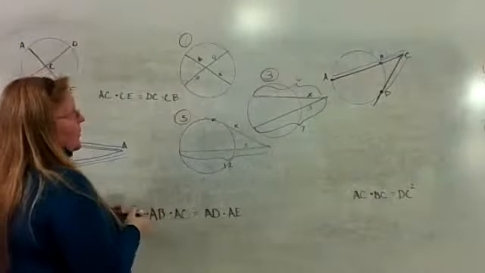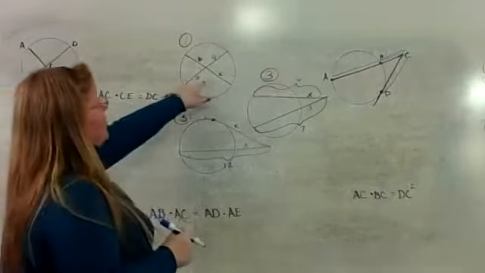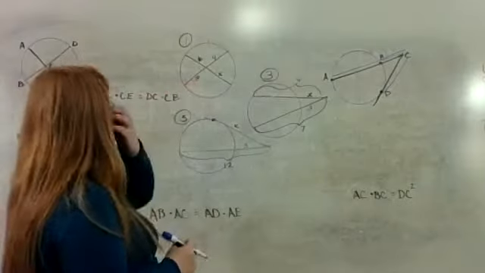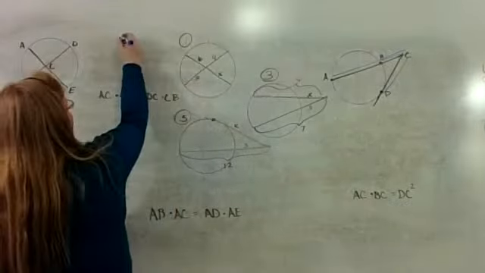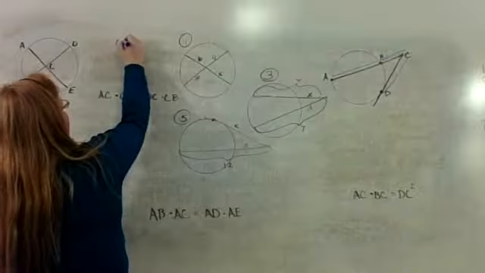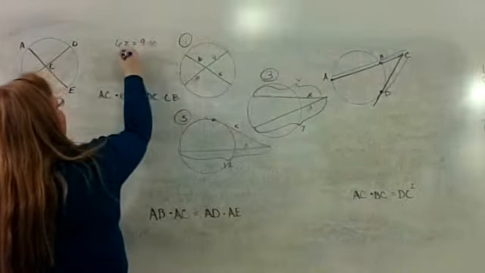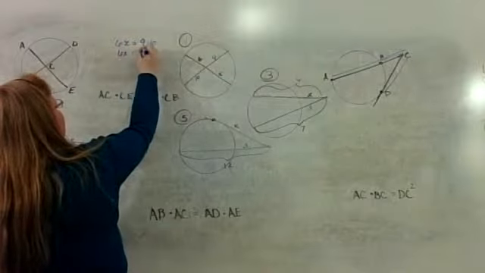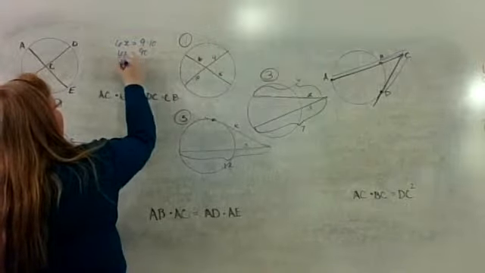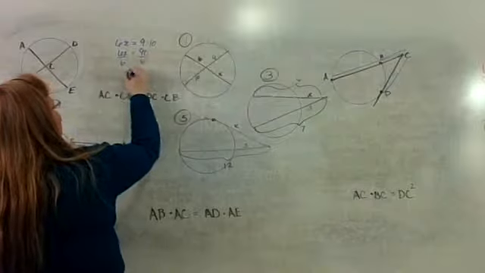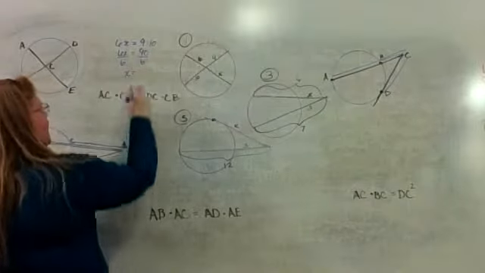Watch me do them real quick. So for this one, we have this same setup, which means that I need to multiply 6 times X. And that has to equal 9 times 10, which gives me 6x is equal to 90. Divide both sides by 6. X is equal to 15.